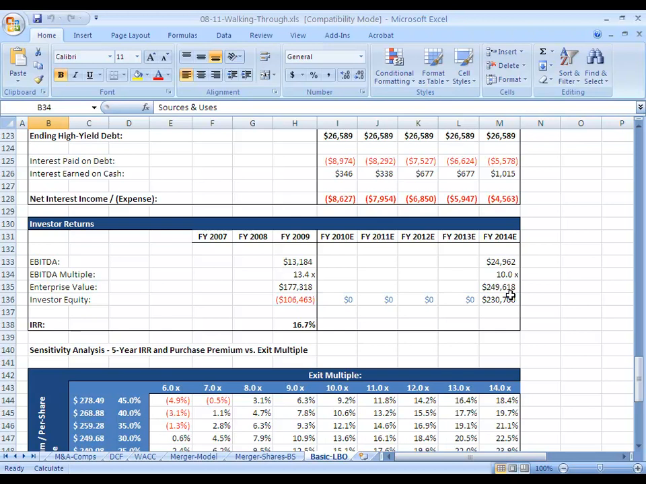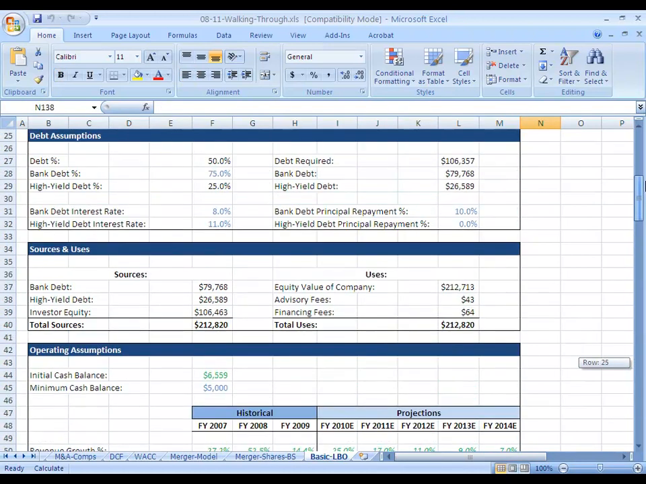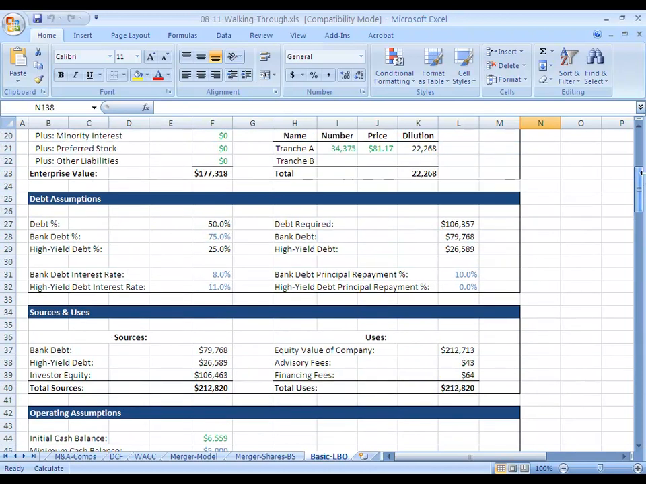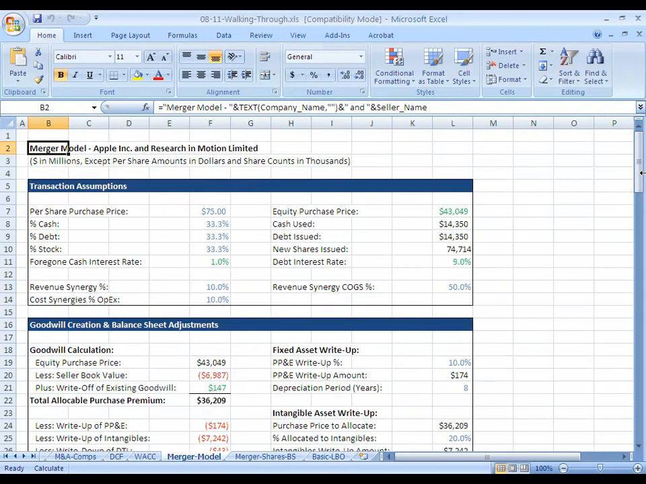So that's an example of how you could do a very quick walkthrough for an LBO model. I realize a few of those points we did not touch on here, specifically step three, what I mentioned about adjusting the balance sheet. That's something that we skipped over, but the concept there is very similar to what we did in the merger model for goodwill creation and balance sheet adjustments there.